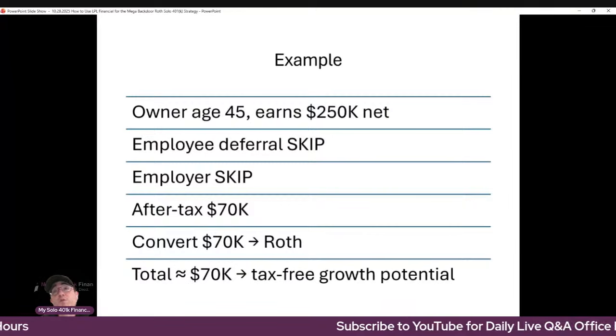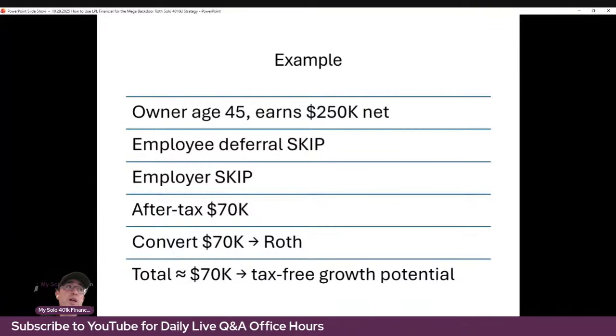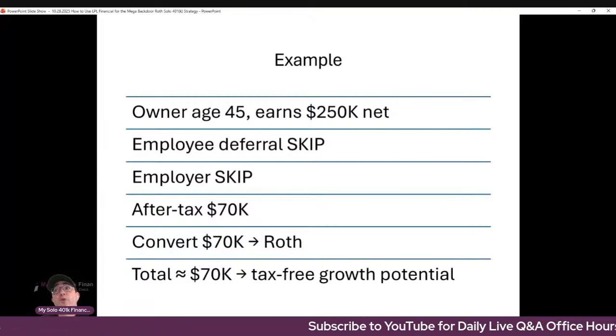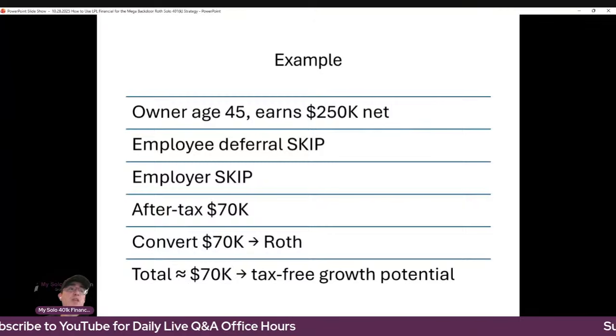transfer those funds from the after-tax solo 401k account at LPL Financial to either a Roth IRA, which could also be at LPL Financial, or to another brokerage account for the solo 401k for Roth solo 401k funds, and then start investing. And then they'll have that potential for tax-free growth, just like any Roth account.